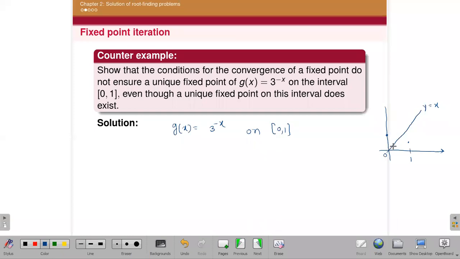So the graph of 3 raised to power minus x looks approximately like this. Here you can see it has a fixed point between 0 and 1, where it cuts the line y equals x. This is exactly p.